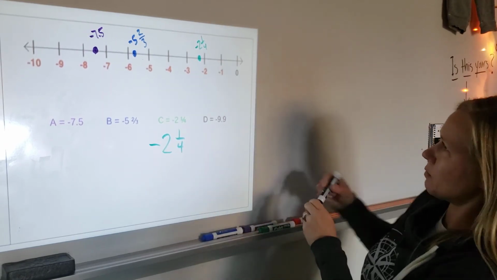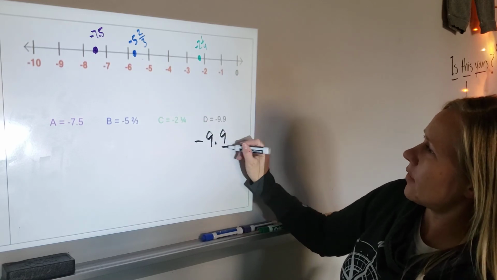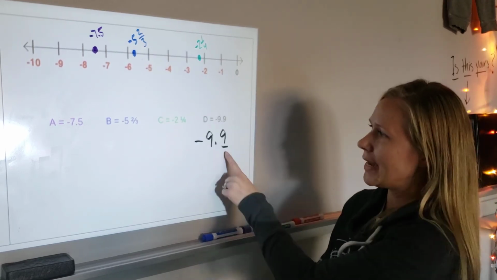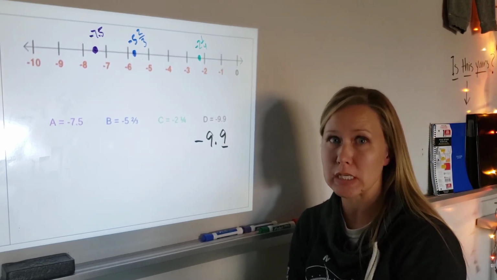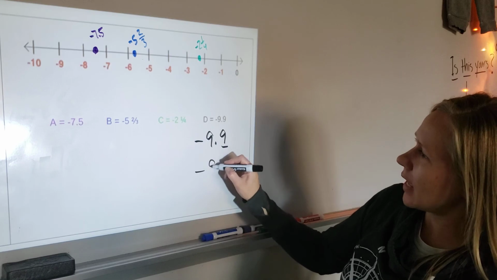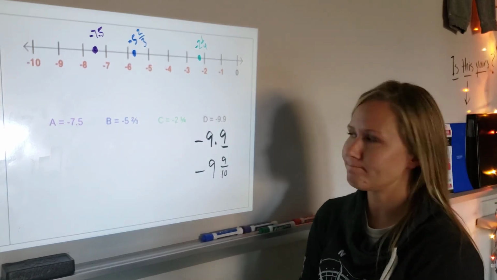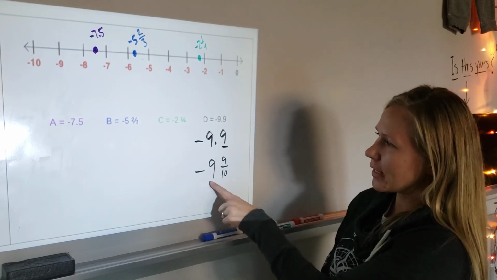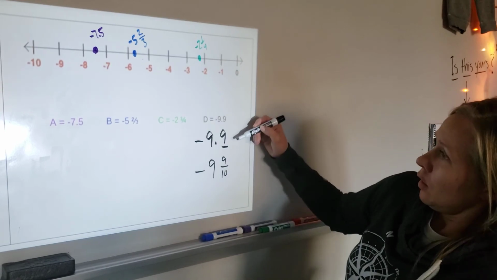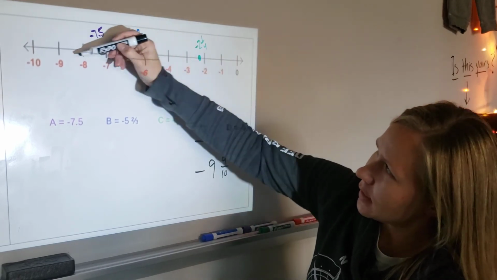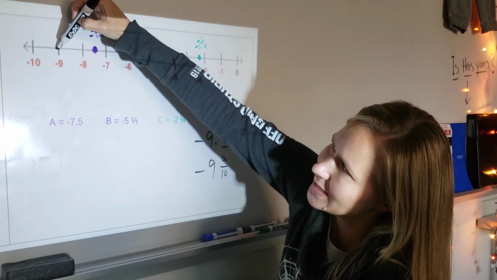All right, our last one is in black here. It says negative 9.9. Now this is a decimal. Boy, negative 9.9. Isn't that really close to negative 10? Really close, isn't it? Okay, this is negative 9 9/10, isn't it? So I can think about, I know that 10/10 would make a whole. It's really close to 10. All right, so we're going to go all the way back to negative 9, and we want to go 9/10 of the way.